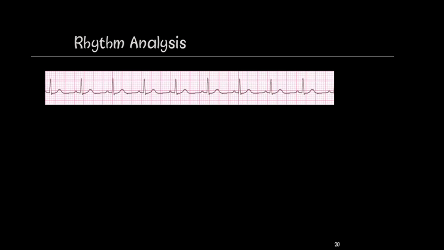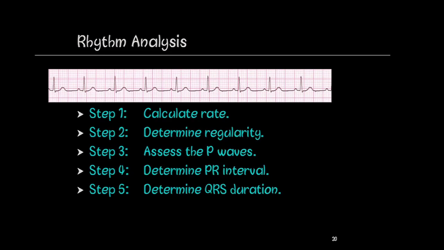This is the ECG interpretation. In this video we are going to be discussing the steps of the rhythm analysis in great detail. So what are the steps in the rhythm analysis? These include calculate rate, determine regularity, assess the P waves, determine PR interval, and determine QRS duration. Now let's discuss them one by one.